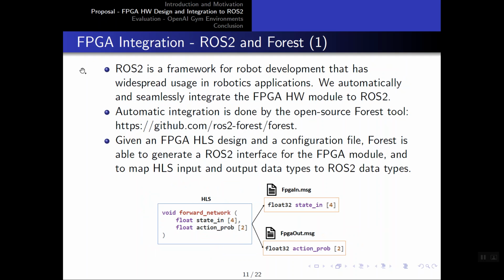So we integrate the module to a ROS2 system. ROS2 is a framework for robot development that has widespread usage in the field of robotics. So we automatically and seamlessly integrate the FPGA hardware module to ROS2 by making use of an open source tool called Forest that we have developed. So given an FPGA HLS design in a configuration file, Forest is able to generate a ROS2 interface for the FPGA module. It maps the HLS input and output data types to ROS2 data types.